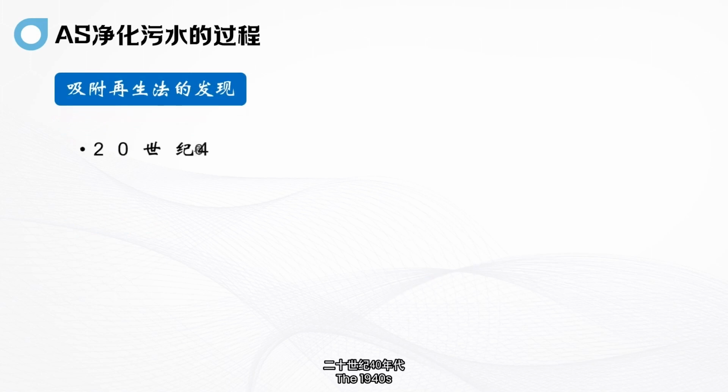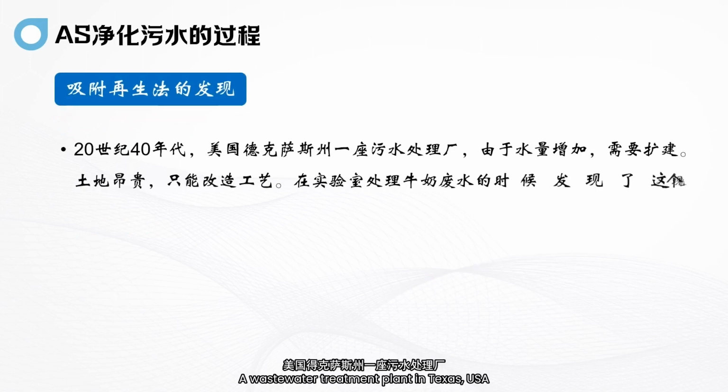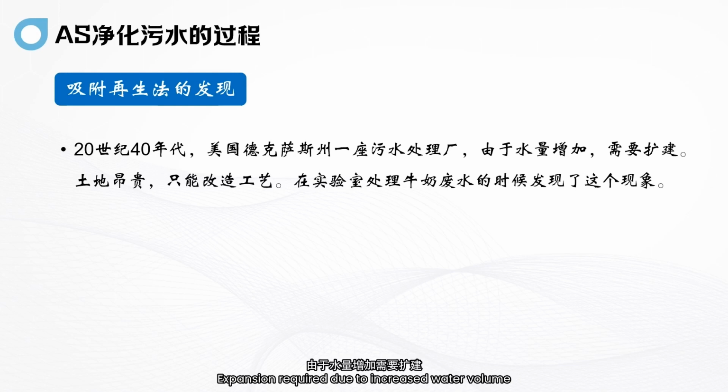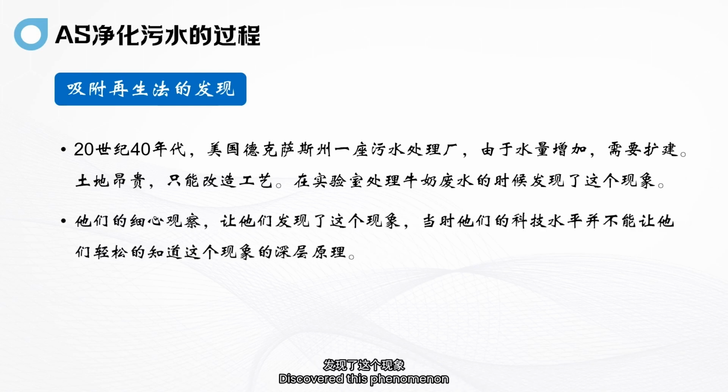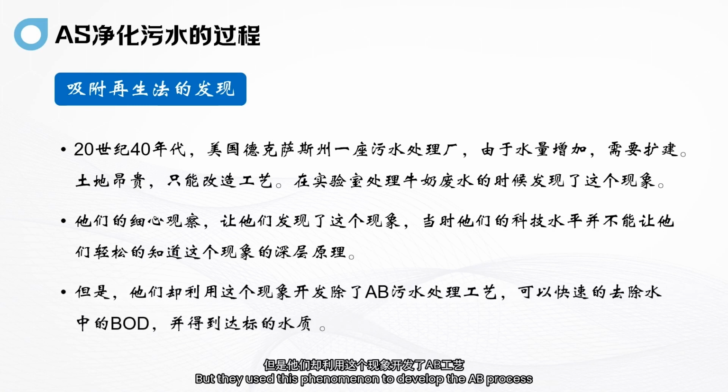In the 1940s, a wastewater treatment plant in Texas, USA, required expansion due to increased water volume. However, due to the high cost of land, the process could only be retrofitted. While treating milk wastewater in the lab, they discovered an interesting phenomenon, that is, the process of adsorption and degradation just described. Through careful observation they discovered this phenomenon. At the time, they did not know the mechanism, but they used it to develop the AB process, which rapidly reduces BOD in wastewater and produces water that meets the standards.